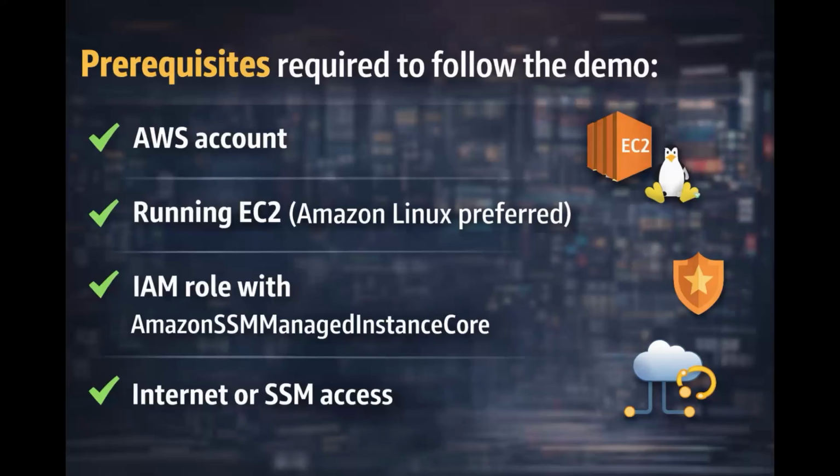So these are the prerequisites. The first thing you need is the AWS account. Then in the AWS account, you need to have permission to create the EC2 machine. Then you need to have access to the IAM, as you need to attach an IAM role to the EC2 machine, and the role which you need to attach is AmazonSSMManagedInstanceCore.